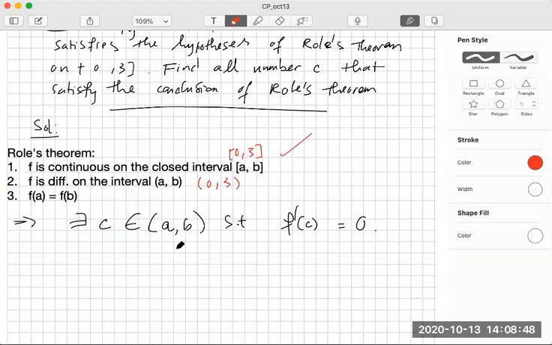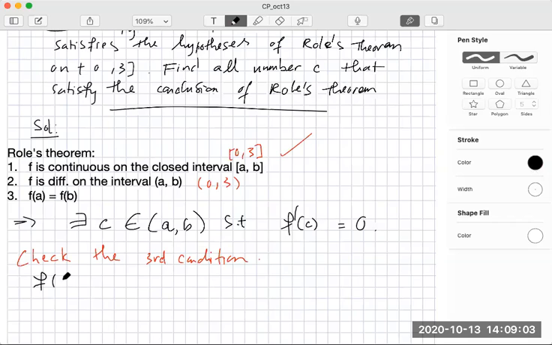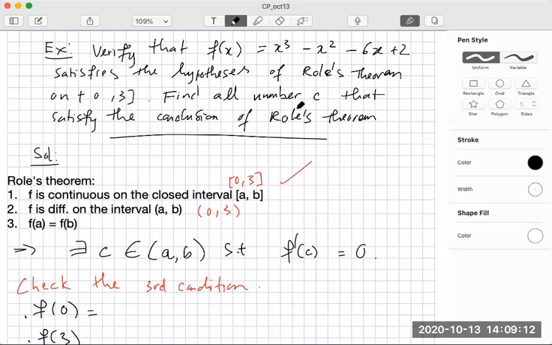And we need to check the third condition. In order to check it, we need to find the value of that function at 0 and the value of that function at 3. So, what is f of 0? Be careful. Just 2, right? Yeah, just 2.